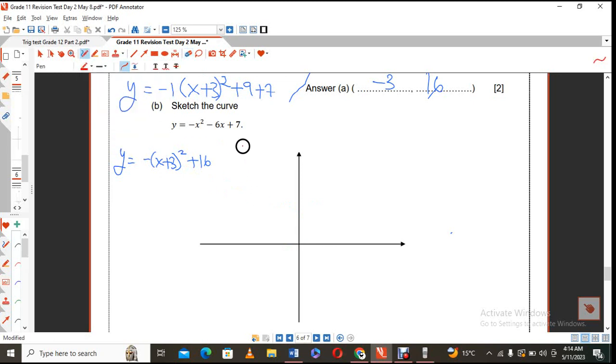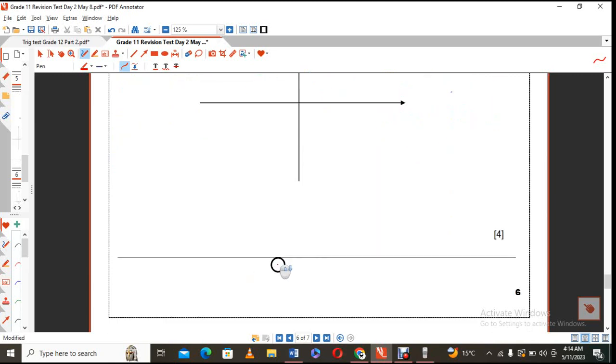Right, I know the graph will cut the y-axis at 7, so the y-intercept is where x equals 0. If you put that in, then you will know it will cut the y-axis at 7, otherwise you can just look at that. Then we're also interested in where it will cut the x-axis.